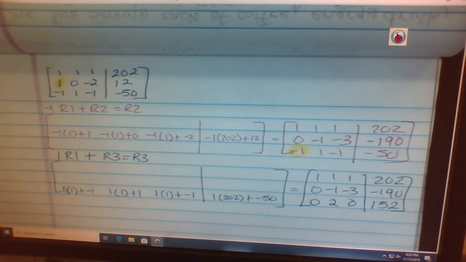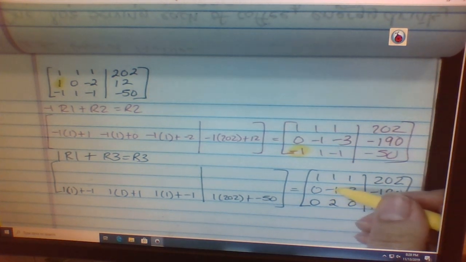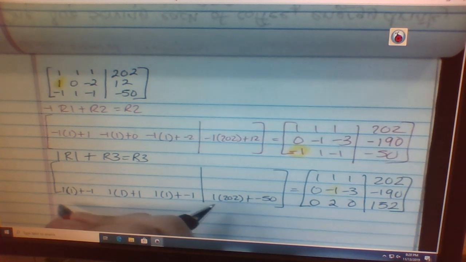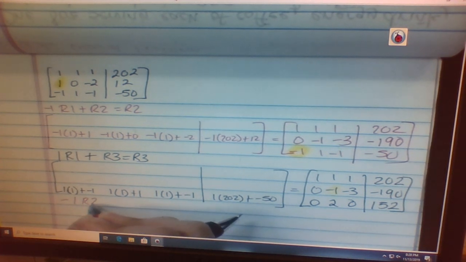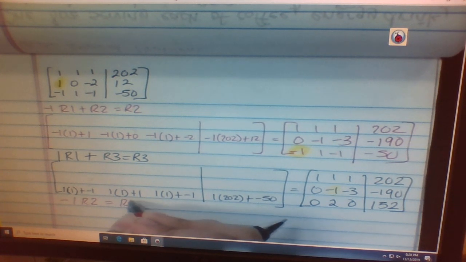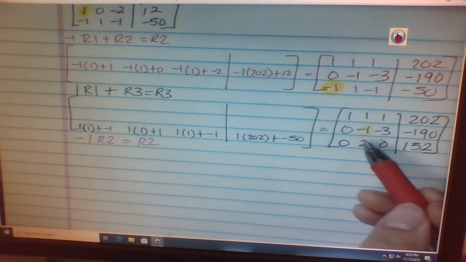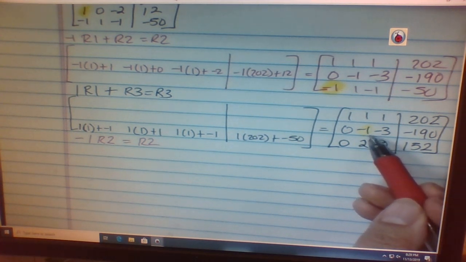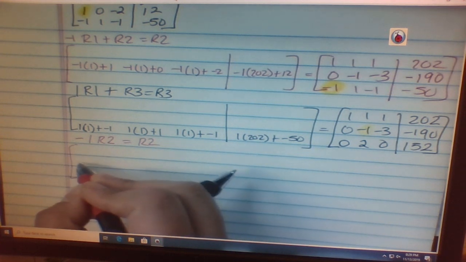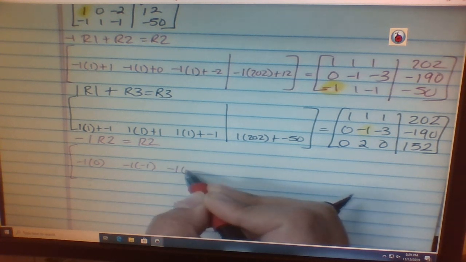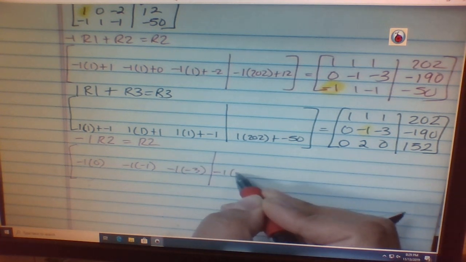So the only thing I need to do with the middle number, which I need to make a 1, is that it's a negative 1 over 1, and the reciprocal is still going to be a negative 1. I multiply negative 1 times row 2 to make this into a positive 1, because that's what you're aiming for. So we have -1 times 0, -1 times -1, -1 times -3, and -1 times -180.